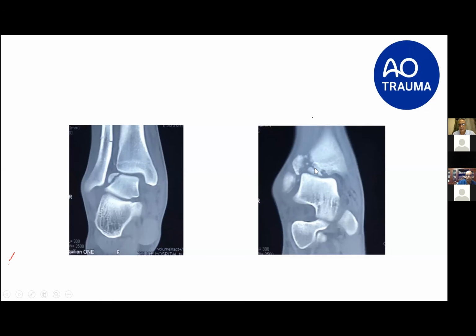Exactly. So it is not as simple as we thought before. So there is a lateral injury and there is a medial injury. There is a syndesmotic injury. There is a talar injury as well.